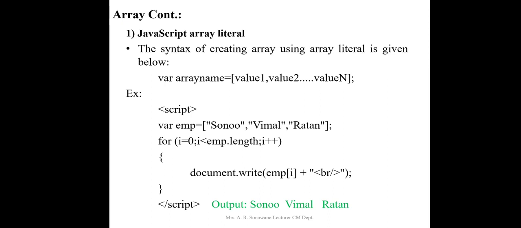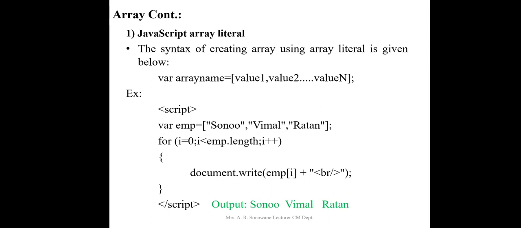Kindly consider an example. In a script tag, we are creating one array with the name emp, where emp equals, in square brackets, the names of employees. Now with a for loop, we are able to display the array. So for i equals 0, i less than emp.length. Up to the length of the array, it will keep a count.